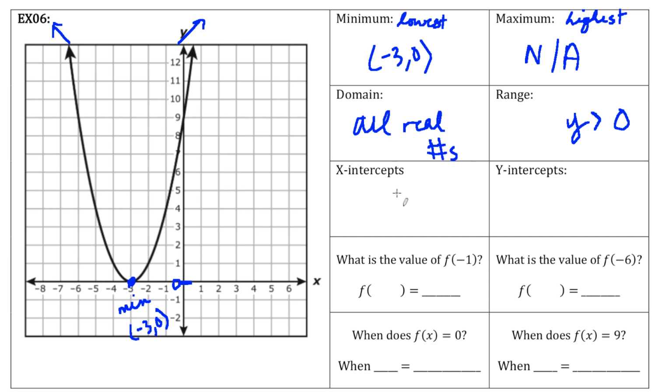X-intercepts. Remember that that is where it crosses the x-axis, where your graph crosses the x-axis. And that means the x can change, but you can never go up or down. So -3, 0. And y-intercept. Let's see where it intercepts the y-axis, which is right here. So that is 0, 9. Remember that for the y-intercept, the y can change, but the x will always be 0. So 0, 9.